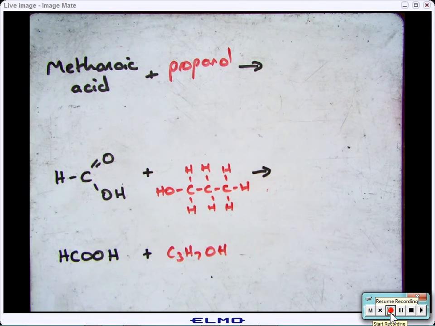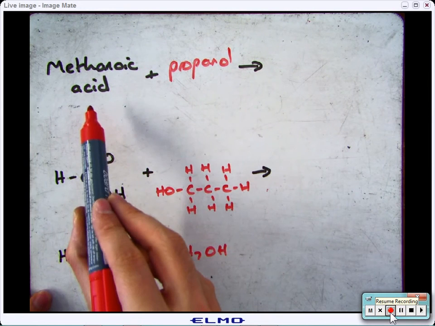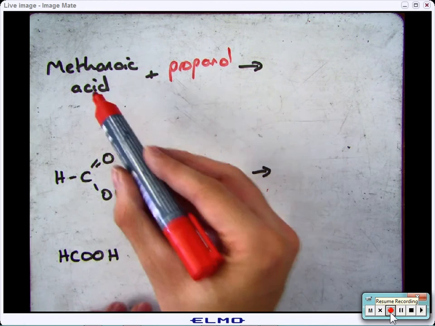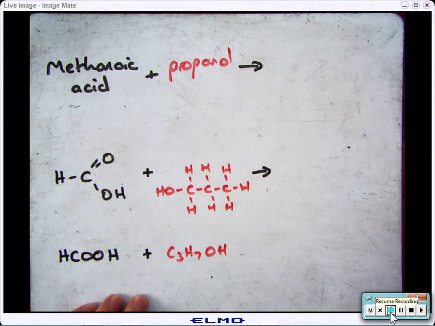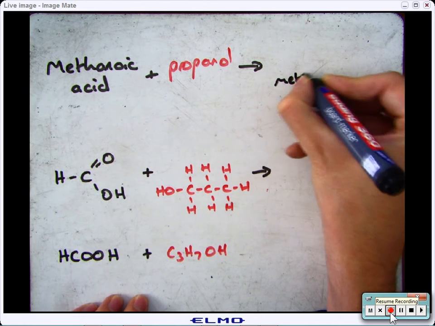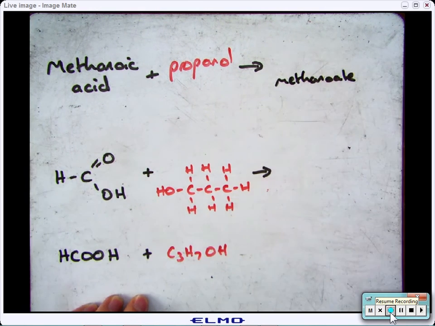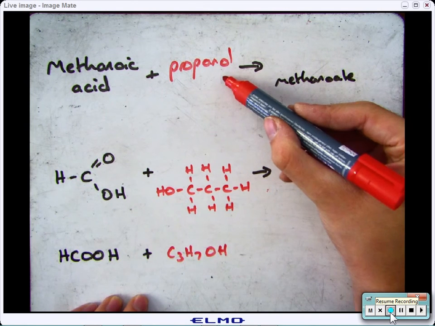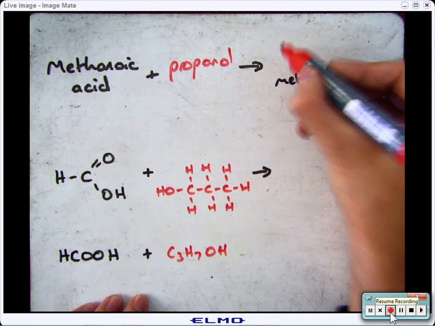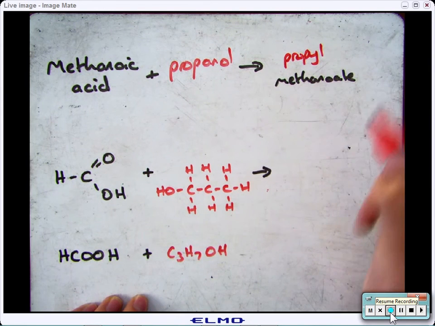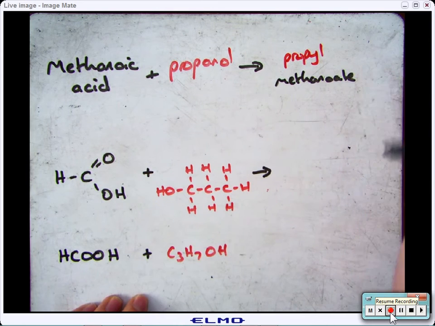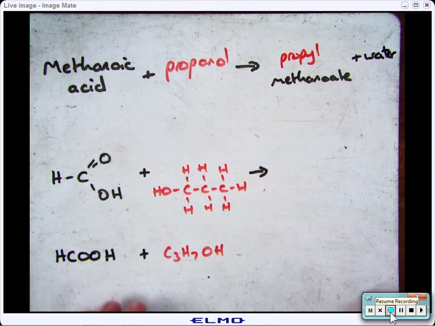Here is another example. So I'm taking methanoic acid and I'm reacting it with propanol. Now if you wanted to know how to name this, think back to the way that you name your salts. The acid always forms the last part. So I'm going to make methanoate. Now in this case, the propanol takes the form of the metal, even though it isn't, and turns into propyl. So you get propyl methanoate, and then your normal byproduct, which is water.